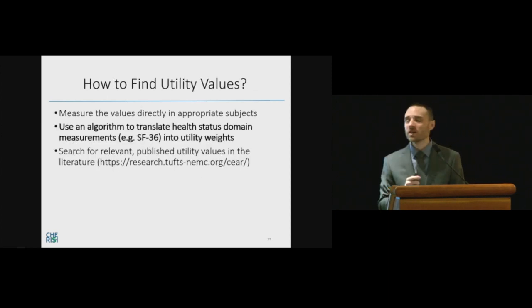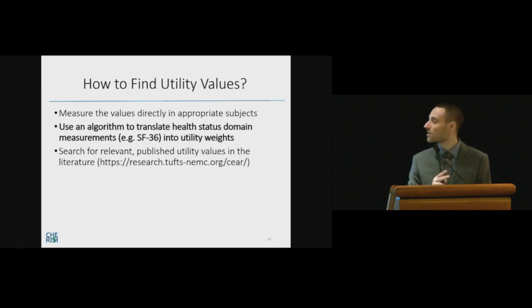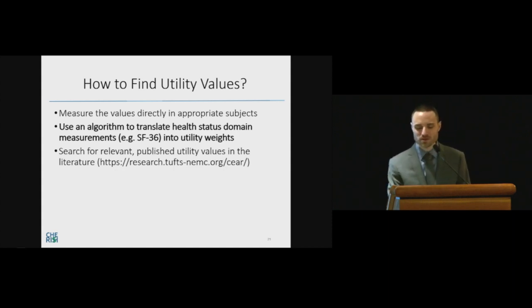Okay, so the other thing we can do, the second thing on our list, is use an algorithm to translate health status domain measurements into utility weights. So we can use these different instruments that we have. Some of you have heard of these, I'm sure, like the SF-36, the SF-12, the EQ-5D, and there's lots. I'll spend a minute explaining the difference between these things, but we can use those and translate them into utility weights.